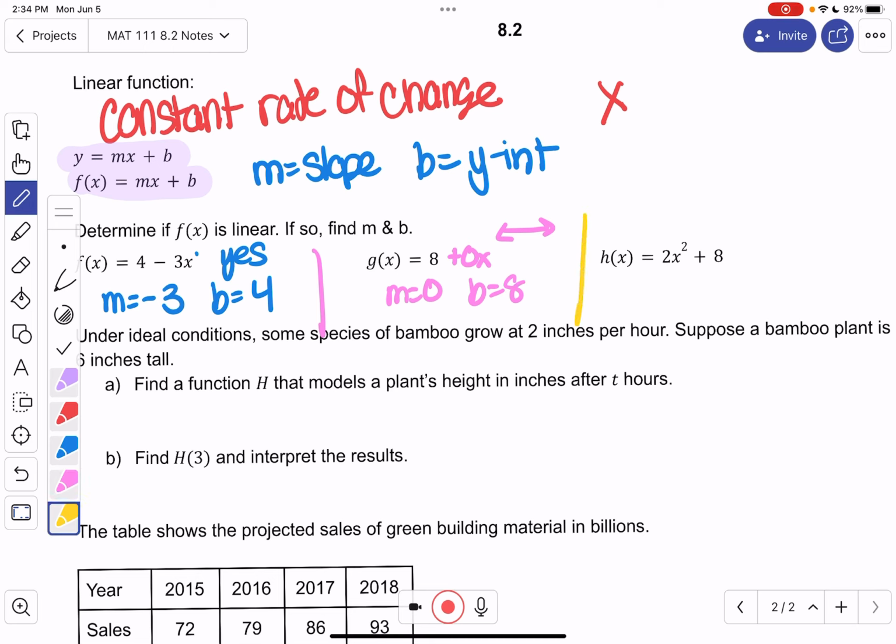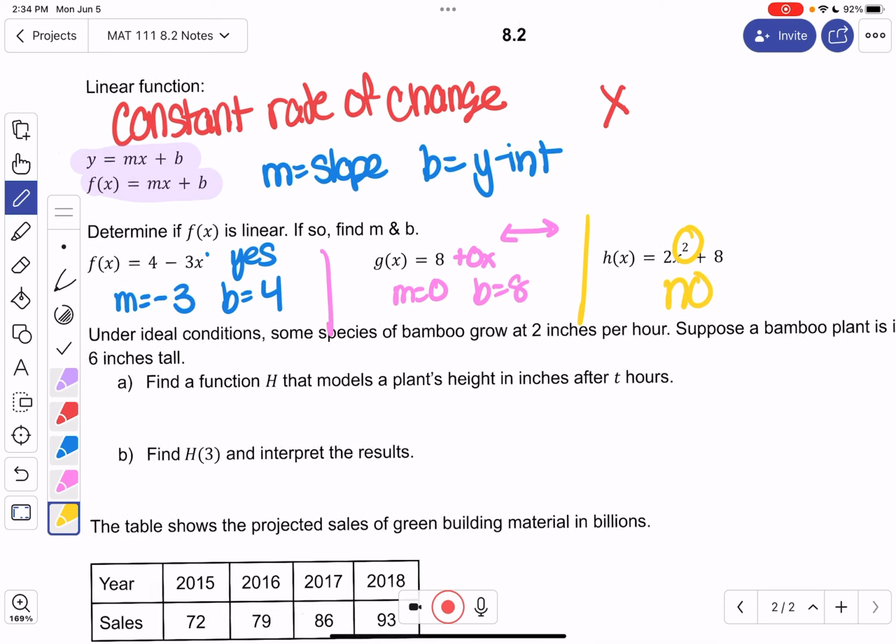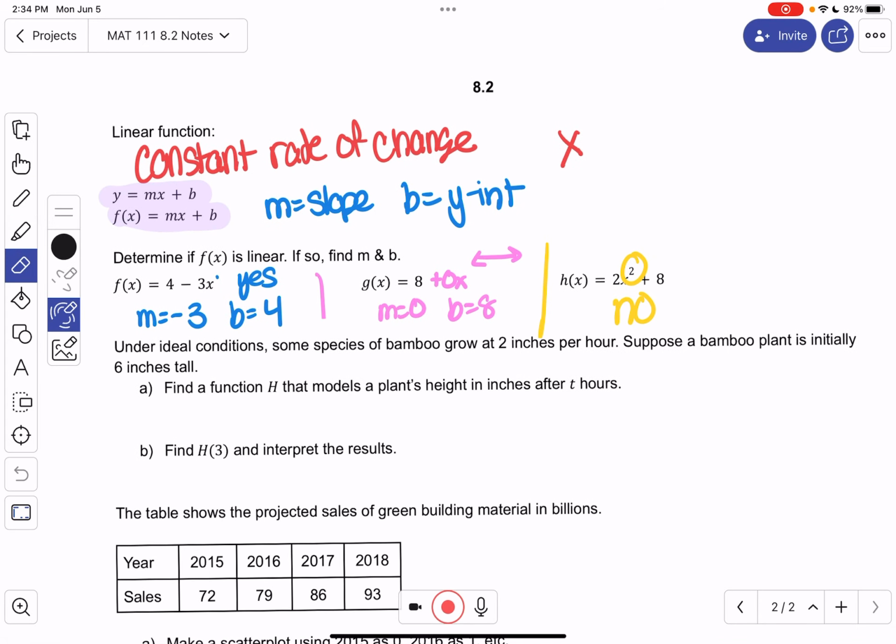For this last one, we have an exponent of 2, so there's no way it's linear, so we don't have to find a slope because there isn't one. All right, let's look at a word problem where we might see this.